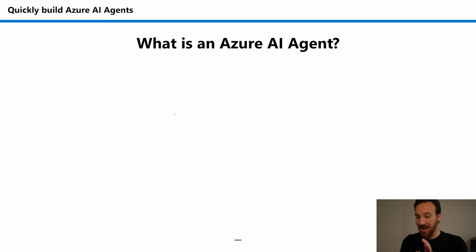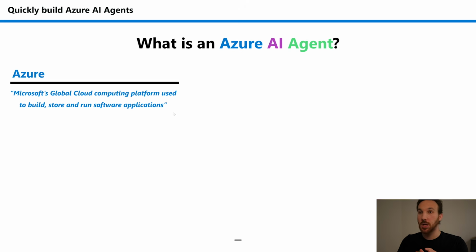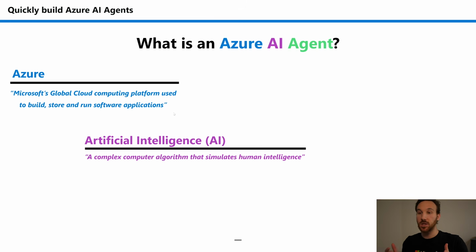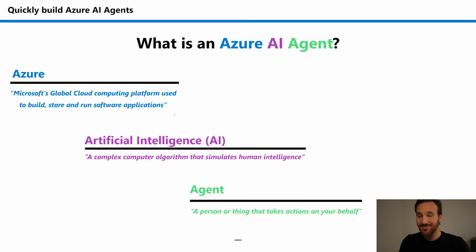So, an Azure AI agent is defined by the 3 terms that make up it. Azure is just Microsoft's global cloud computing platform used to build, store, and run software applications. Artificial intelligence, which can be summarized as just a complex computer algorithm that simulates human intelligence. And an agent, a person or a thing that takes actions on your behalf.